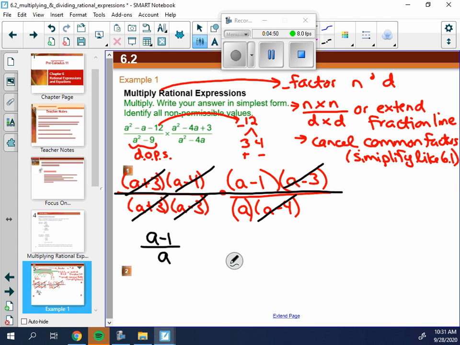Can I cancel these a's? No, that was a trick question. You can't cancel these a's because you have to imagine that they did have brackets, and are they the same set of brackets? No, they're not. So that's why you can't cancel those.